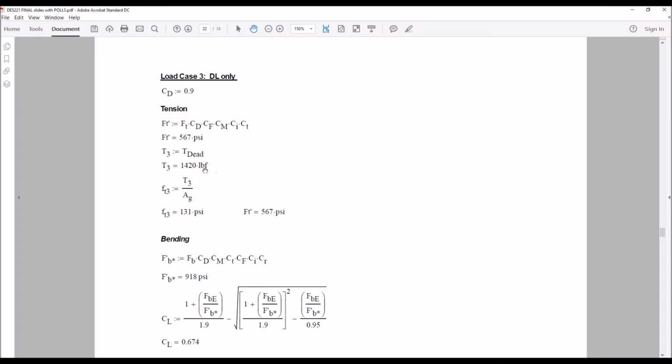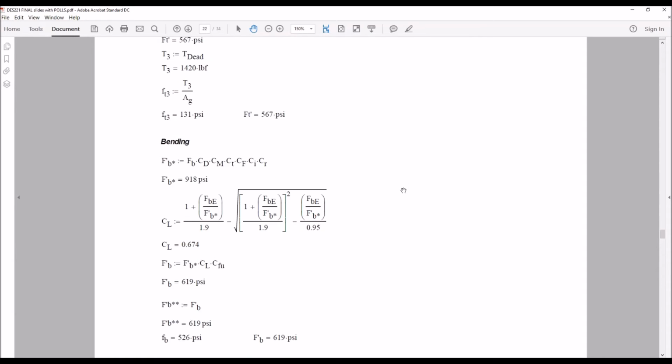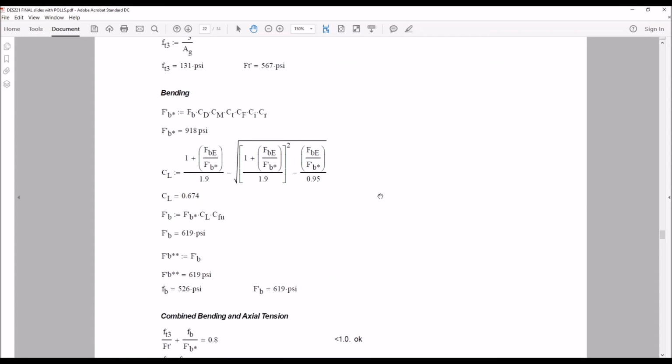So we have a tensile load of 1,420 pounds per square foot. We resolve that into a tensile stress of 131 psi. Our allowable design stress, our F sub T prime, is 567 psi. So we're not overstressing it in tension.